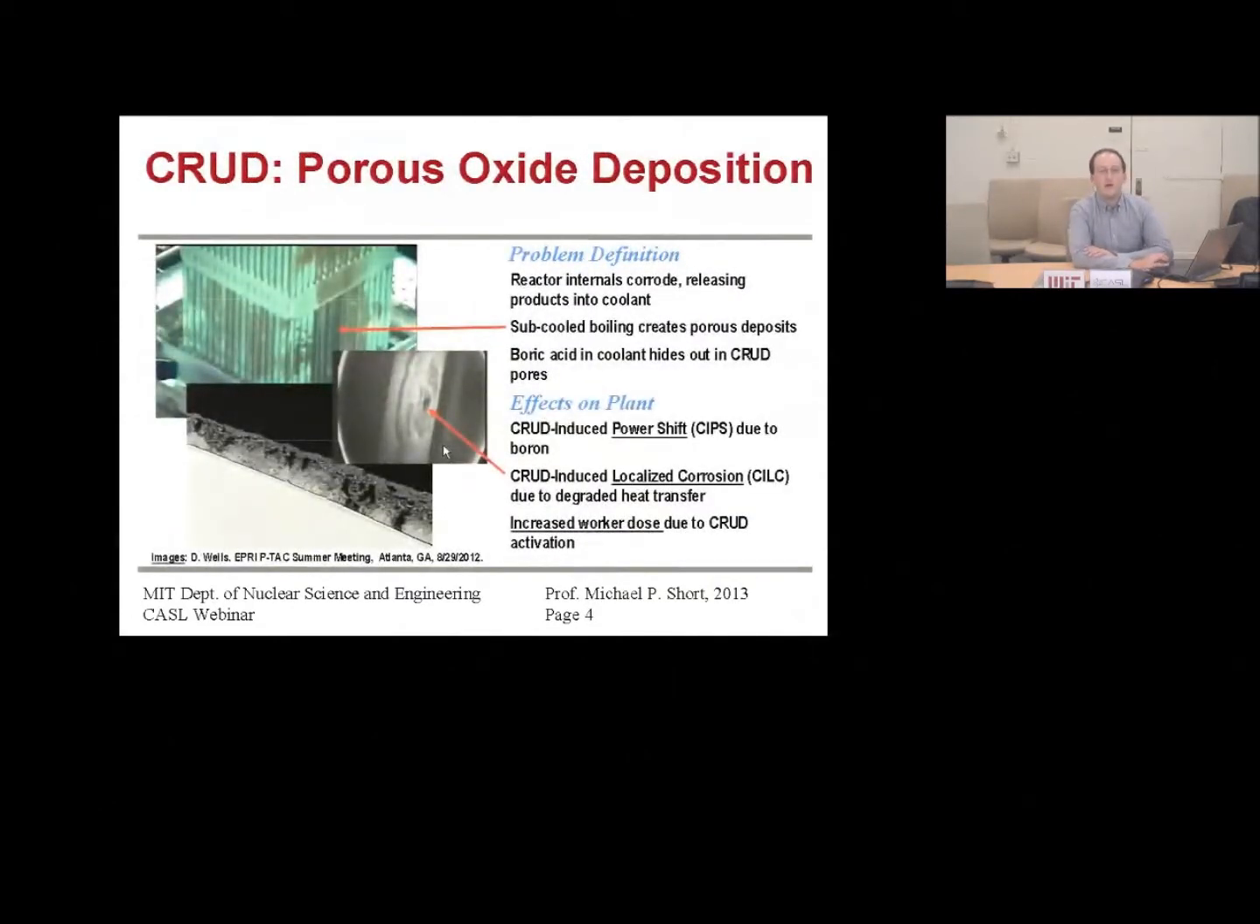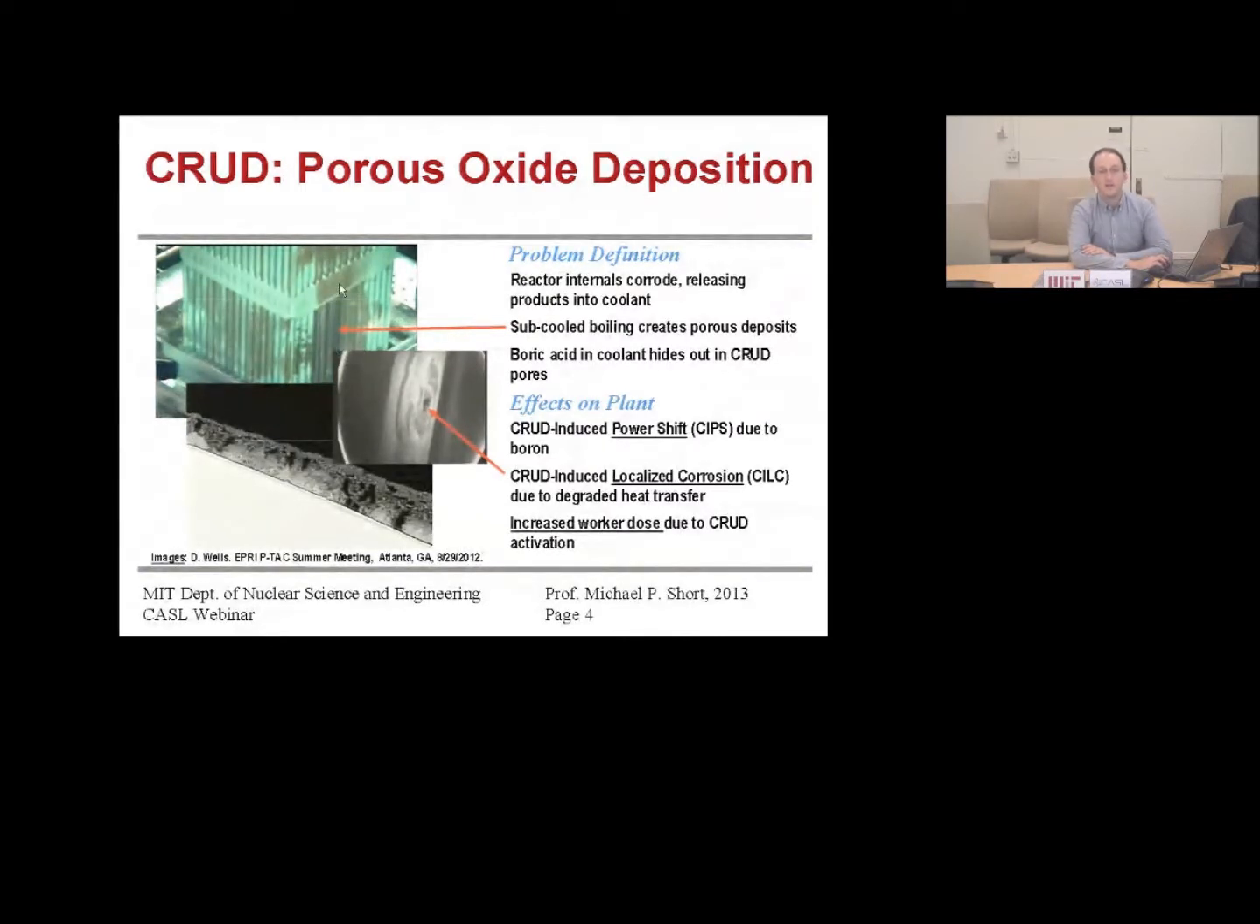So for anyone who doesn't know, I'll give a quick intro to what is CRUD. It's actually a technical term. It's not just the stuff that you find on the bottom of your shoe. It actually stands for Chalk River Unidentified Deposits, after the Chalk River labs where they were first identified as this blackish brownish sludge happening up on the fuel rods. They pretty much look like what you see here.